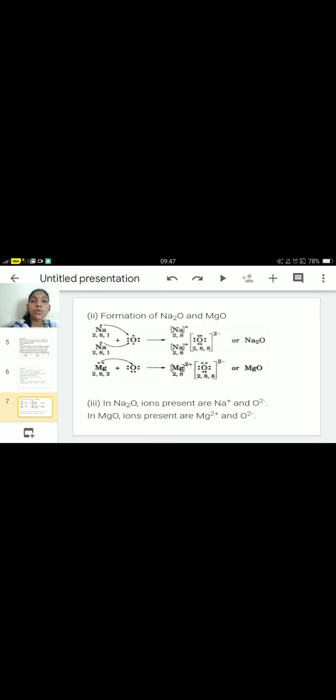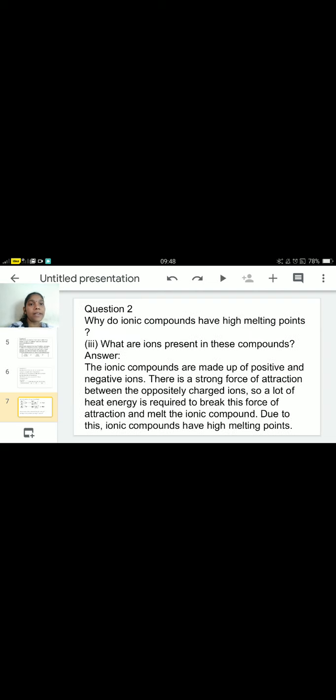In case of Mg2O, Mg we are having 12, that is 2 electrons will get transferred directly towards the oxygen. You will have the formation of MgO. In Na2O, ions present are Na plus and O2 minus. In MgO, ions present are Mg2 plus and O2 minus.